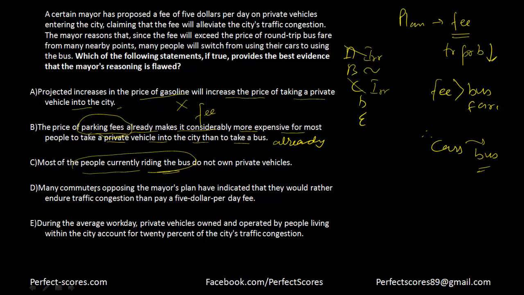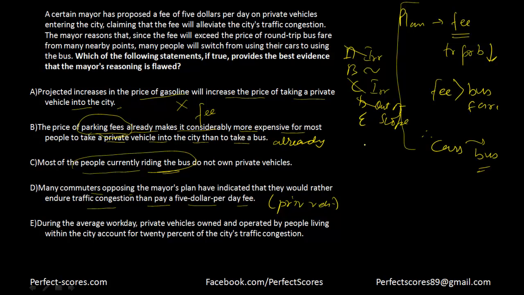D says, many commuters opposing the mayor's plan have indicated that they would rather endure traffic congestion than pay a $5 per day fee. Now this is again talking about what commuters are doing. They're opposing the plan and they would prefer to endure traffic congestion, means that they would still prefer their private vehicles. But this is not finding a flaw in the mayor's plan, so this is out of scope.